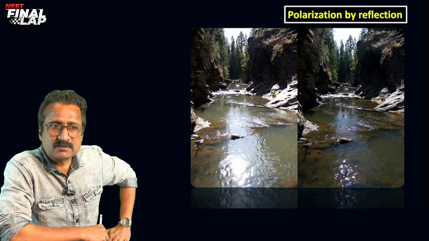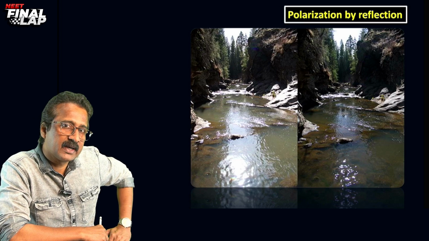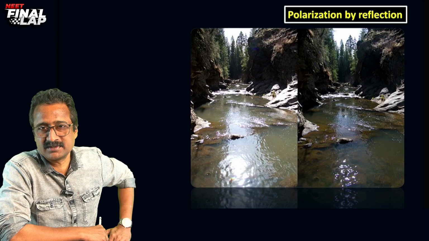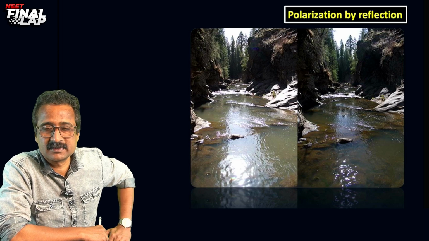Light becomes polarized also when it undergoes partial reflection at transparent surfaces.